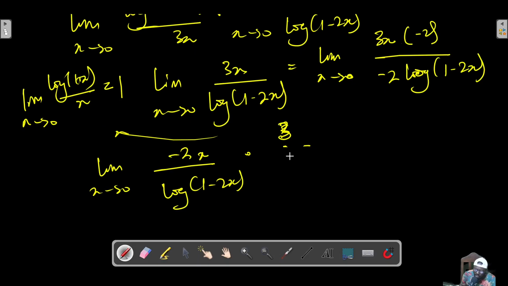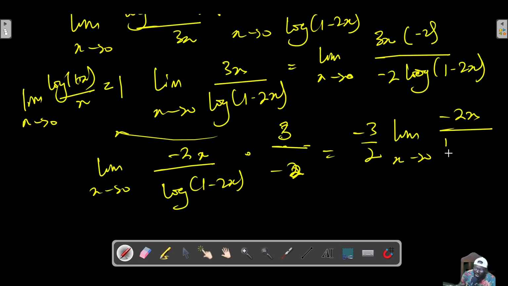From here, I know that this limit gives me 1. That's what I know. I know that this particular limit will give me 1. Here is supposed to be negative 2 because you have negative 2 here. So this limit will give me 1. Then I can say my negative 3 over 2, times the limit as x is approaching 0 of 2x divided by log(1 - 2x).